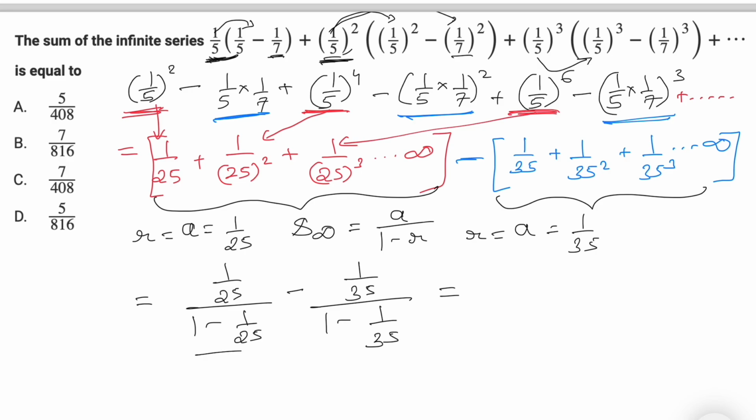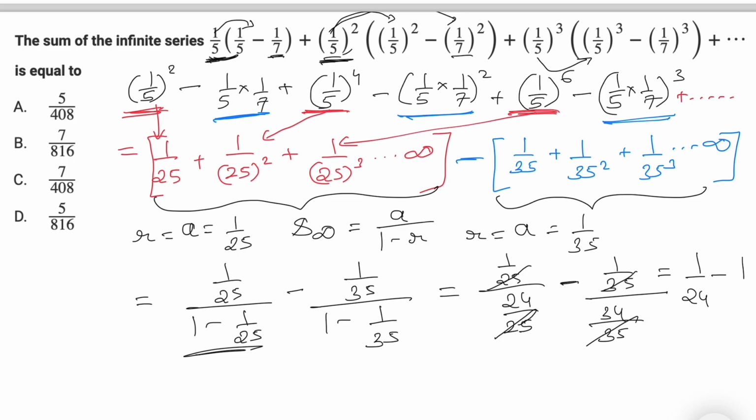So the first term here is 1 by 25 divided by 1 minus 1 by 25, which is 25 minus 1, 24 upon 25, right? Minus, similarly, we have the second term as 1 by 35 in the numerator. Denominator is 1 minus 1 by 35, that's basically 34 by 35, right? 25 cancels here in the first term and 35 cancels here in the second term. I am left with 1 upon 24 minus 1 upon 34. My final answer is 1 upon 24 minus 1 upon 34.